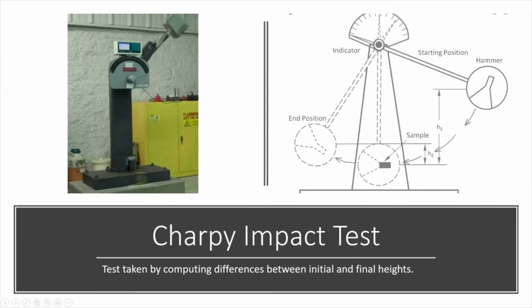A way to measure the energy during fracture of a material is the Charpy impact test. This test is completed by subtracting the final arm height from the initial arm height, and the readings are displayed on the dial. That is a swinging arm.